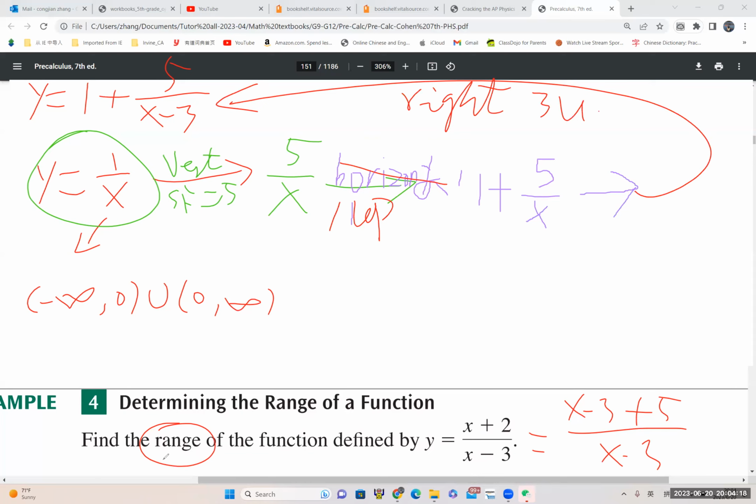Then you say its range is this. During all these steps, the only thing is that when we add 1, we change the range, right? From cannot be 0 to cannot be 1. So the range is negative infinity to 1 and 1 to infinity, right? Okay, let me screenshot.